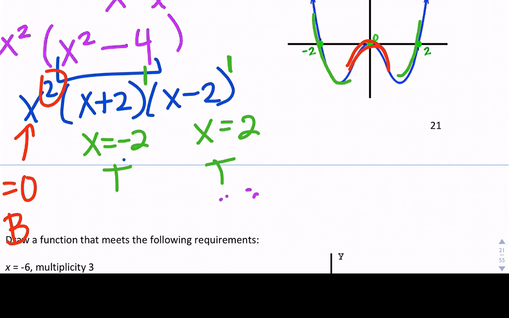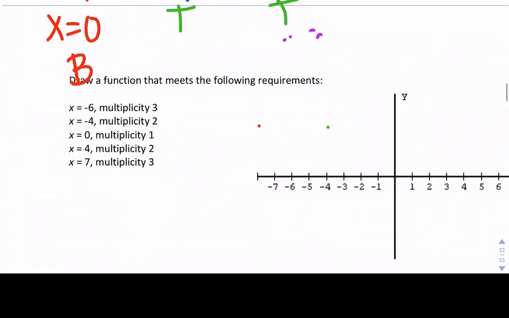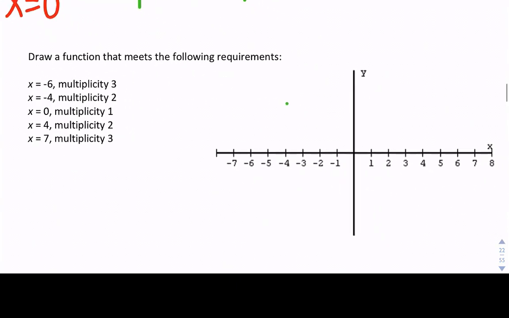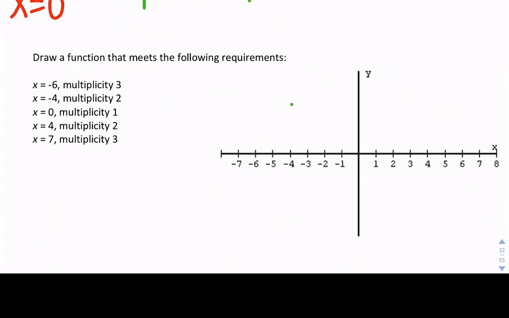All right, let's go backwards. If I give you the zero and the multiplicity, can you draw it? All right, so draw a function. It can look different than your neighbors'. That meets the following requirements. All right, so here I'm going to draw in my zeros. So at -6 there's a zero, at -4 there's a zero, at 0, at 4, and at 7. So here are all the zeros.